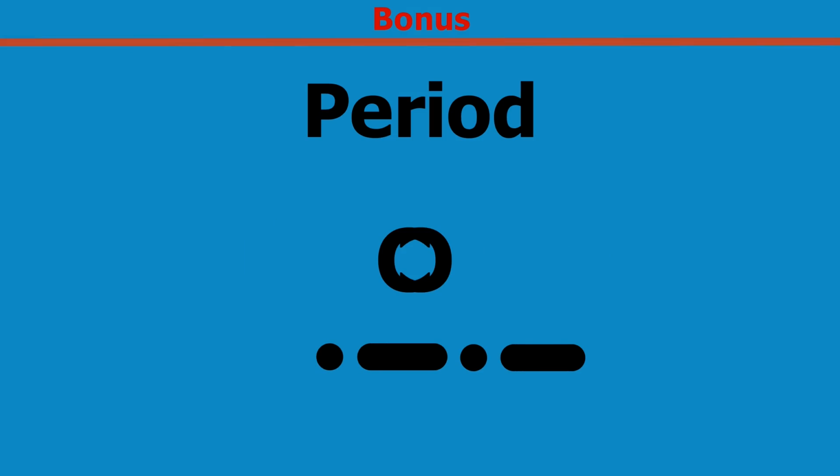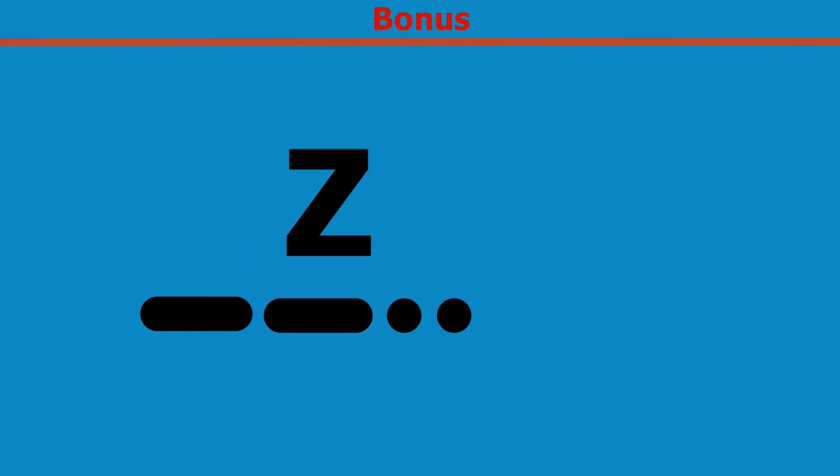Bonus punctuation. A period is like a C but flipped in a little more. Z is the end of the alphabet, but a comma isn't the end of the sentence, so it trails off.